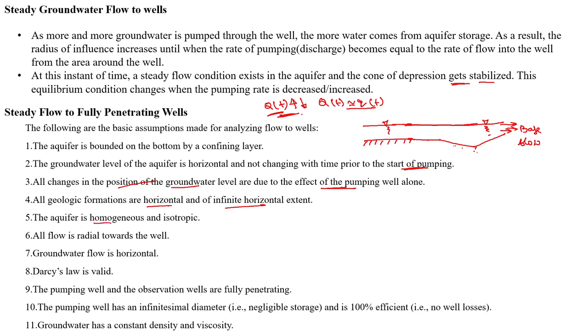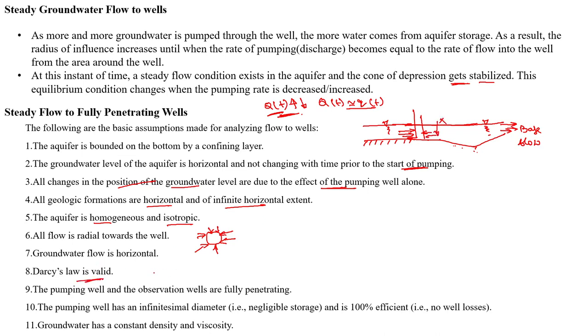And this aquifer is homogeneous as well as isotropic. All the flow is radial towards the well, as I have shown you. So this is a well, and the flow takes place radially from all directions, and the groundwater flow is horizontal. If you dig the well, the flow will take place in a horizontal direction only, so we will neglect the vertical direction. And Darcy's law is valid.